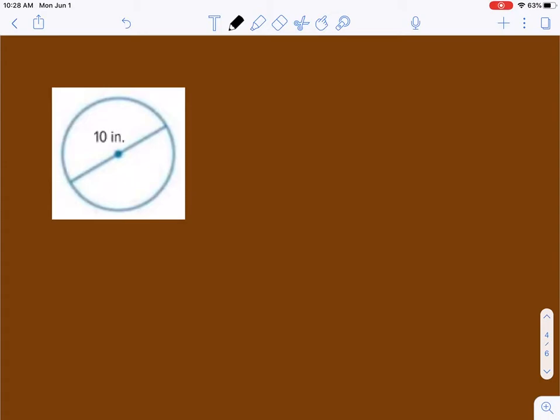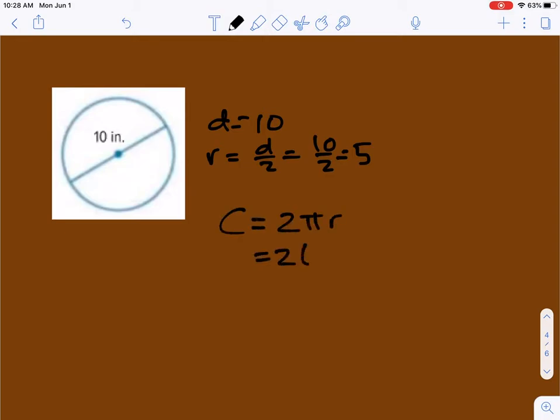Now, this one, they're giving us a diameter, all right? So if they're giving me a diameter of 10, that means my radius is the diameter divided by 2. So it's just 10 divided by 2, which gives me 5. And then I'll put that number in. So I got C equals 2 pi r, so 2 times pi times my radius, which is 5, right?